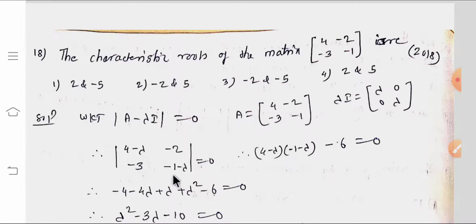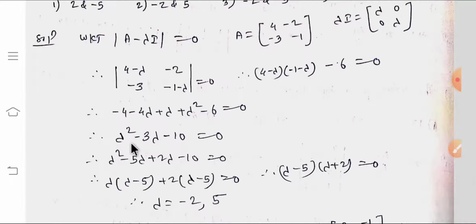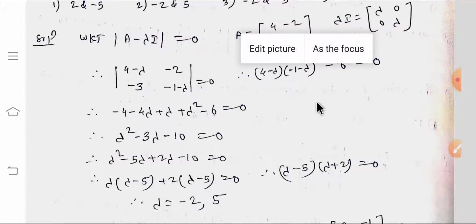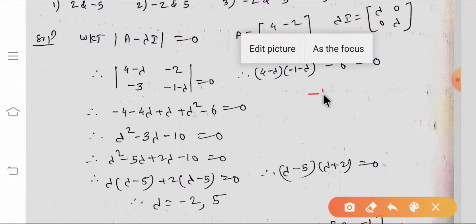So cross multiplication: (4 minus lambda)(1 minus lambda), and both signs are minus, so the middle term gives minus 6, equal to 0. Expanding, 4 minus 4 lambda minus lambda plus lambda square minus 6 equal to 0. The expansion gives the quadratic equation lambda square minus 3 lambda minus 10 equal to 0. The product of the factors is minus 10, and the middle term should be minus 3.